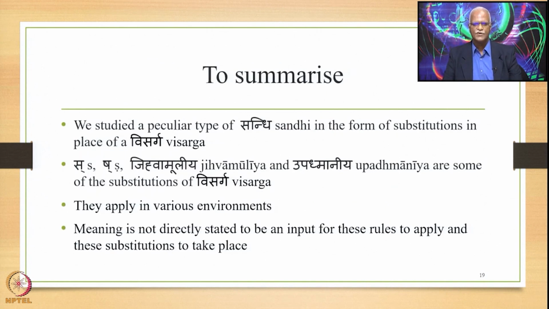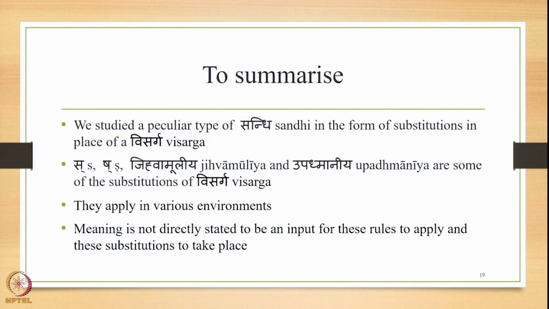To summarize, we studied a peculiar type of sandhi in the form of substitutions in place of a visarga. This is the feature of visarga sandhi. The substitutions that we studied are sa, sha, jivhamuliya and upadhmaniya. We also noted the zero substitute stated by a particular vartika. These substitutions apply in various environments, sometimes very general and sometimes very specific. We also noted that by default meaning is not directly stated to be an input for these rules to apply and these substitutions to take place. There are exceptions which prove this particular by default statement, which is also a feature of sandhi in general.